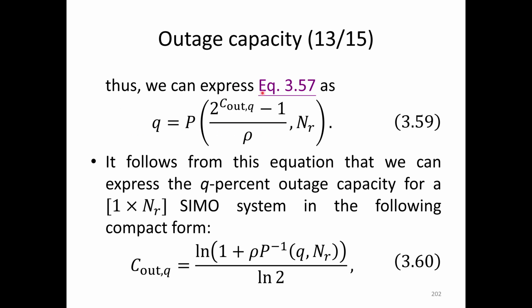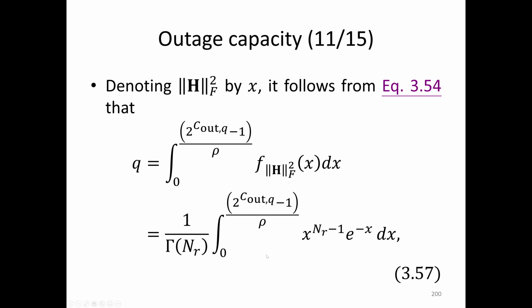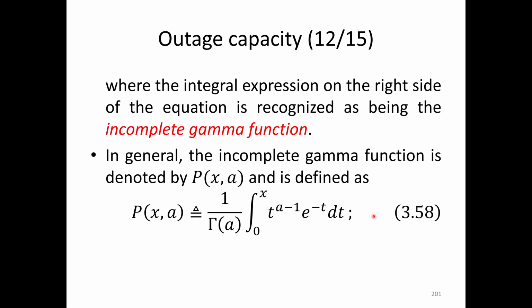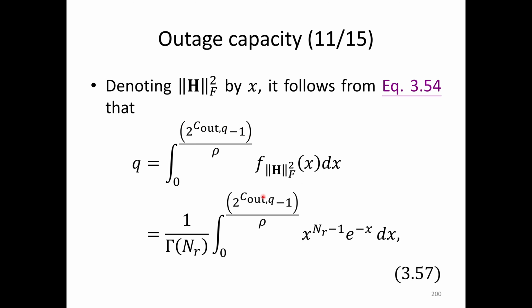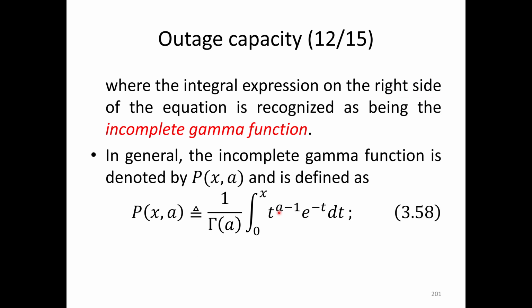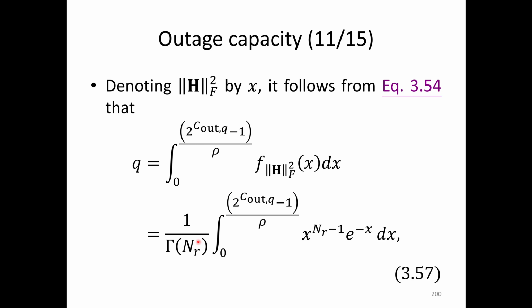Thus we can express equation 3.57 as, let us go to equation 3.57. It is this equation. Then comparing equation 3.57 and equation 3.58, we can find a is equal to nr and x is equal to 2 to the power of C out q minus 1 over rho. So we know that equation 3.57 is P of x, a, where x is equal to this term and a is equal to nr.